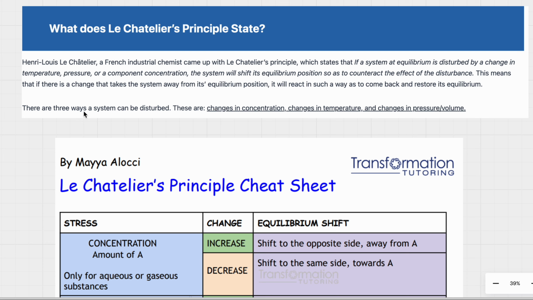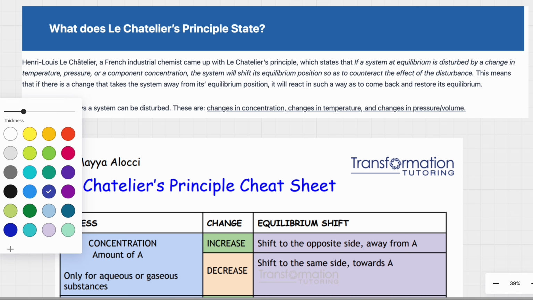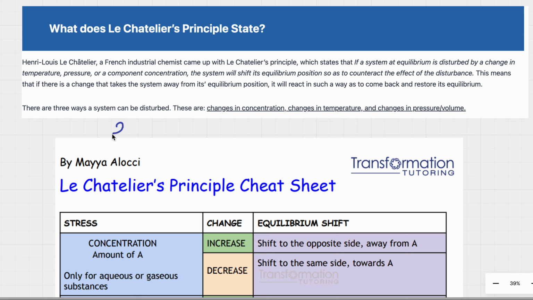So there are three ways a system can be disturbed, and these are changes in concentrations, changes in temperature, or changes in pressure volume. And we will do this with examples. So let's say that I have 2A, and let's make my A gas, plus 3B, and let's make this liquid. And this is my equilibrium arrow. We write two arrows, one forward, one backward. And let's say that this makes C, and let's say that this is gas.